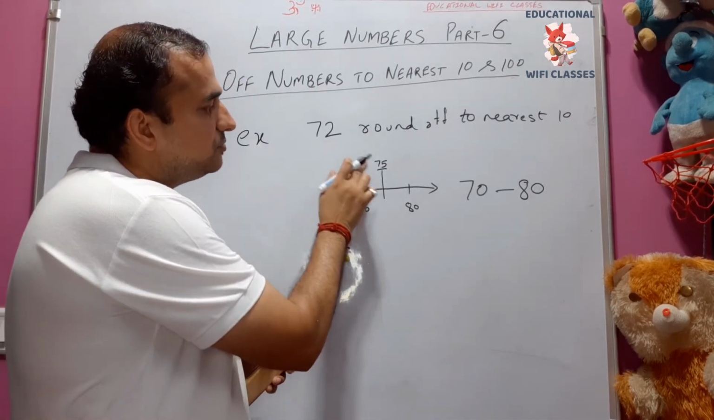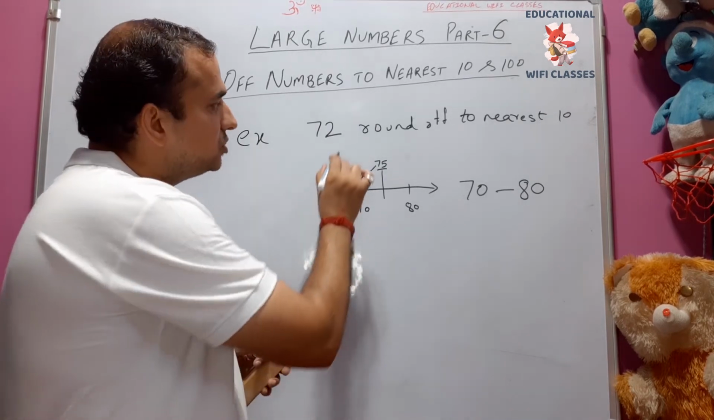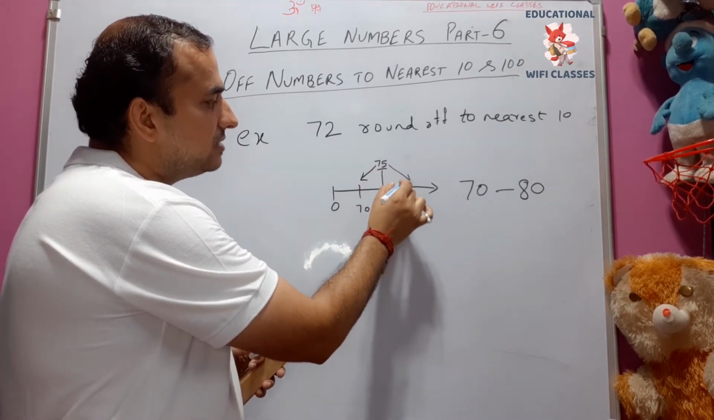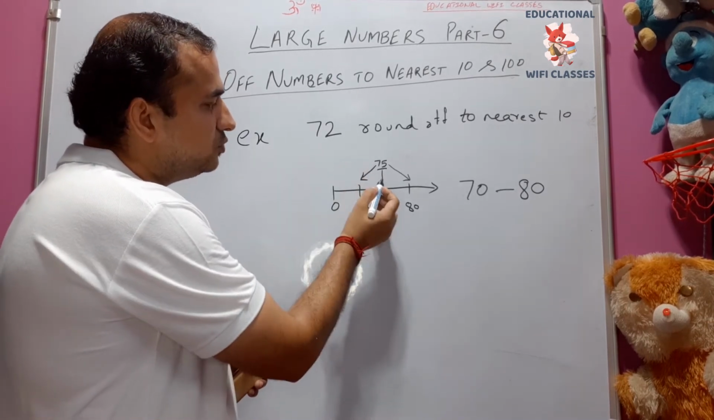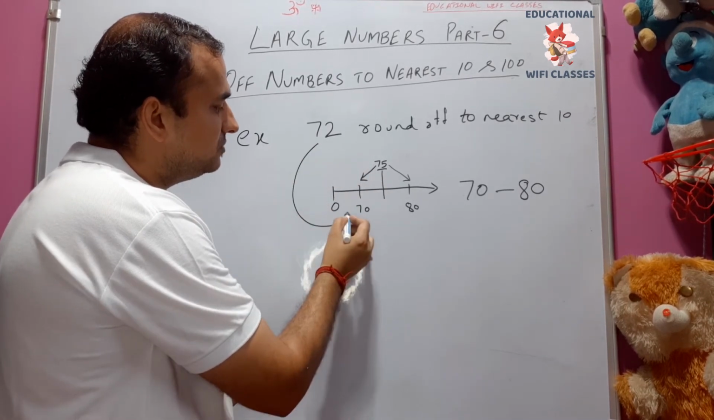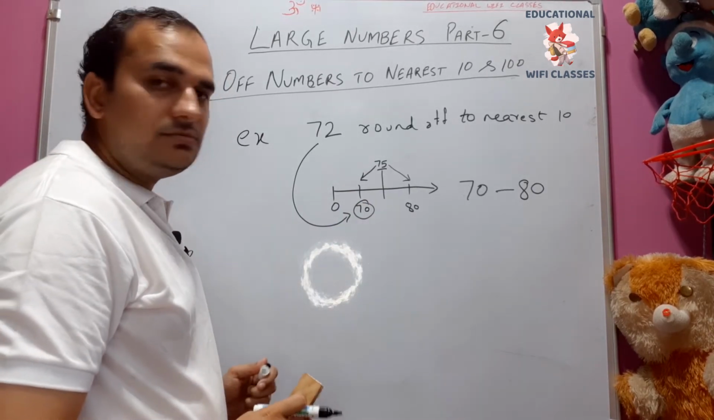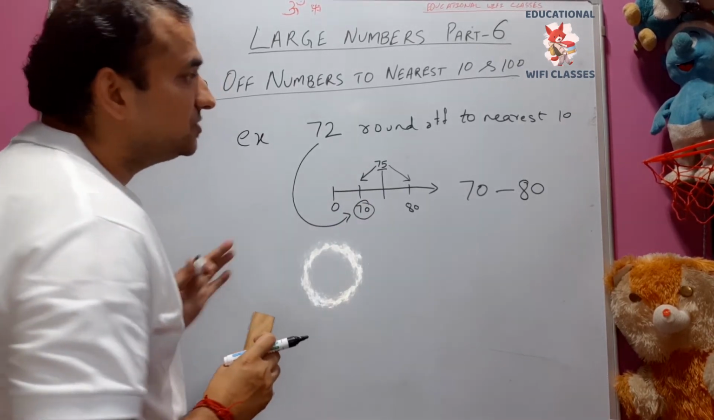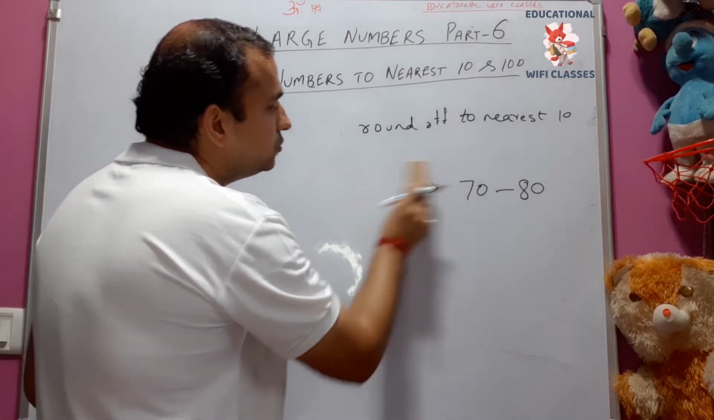Our question is smaller than 75, so it will come here. But if our question is greater than 75, it will go here. Okay, to the next number. So in this case 72 is smaller than 75, so it will come to 70 and we will round it off to 70.